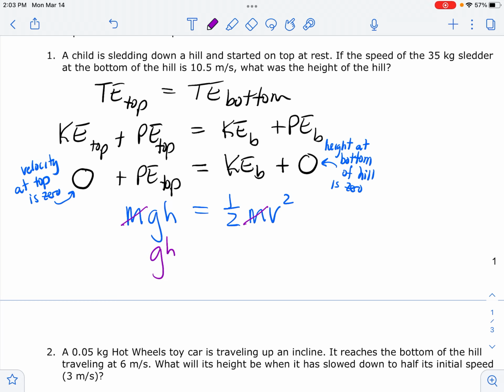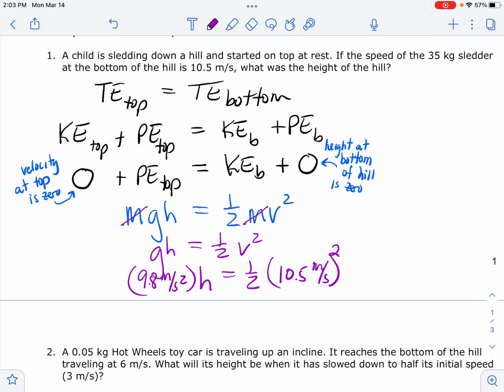And then I'm just left with gravity times height equals 1/2 times velocity squared. We're really getting to a very simple equation here. And we're looking to find the height. So we're going to solve for h. So I get 9.8 meters per second squared times h equals 1/2 times 10.5 meters per second, and then the velocity part is squared. So I'm going to divide by 9.8 on both sides.